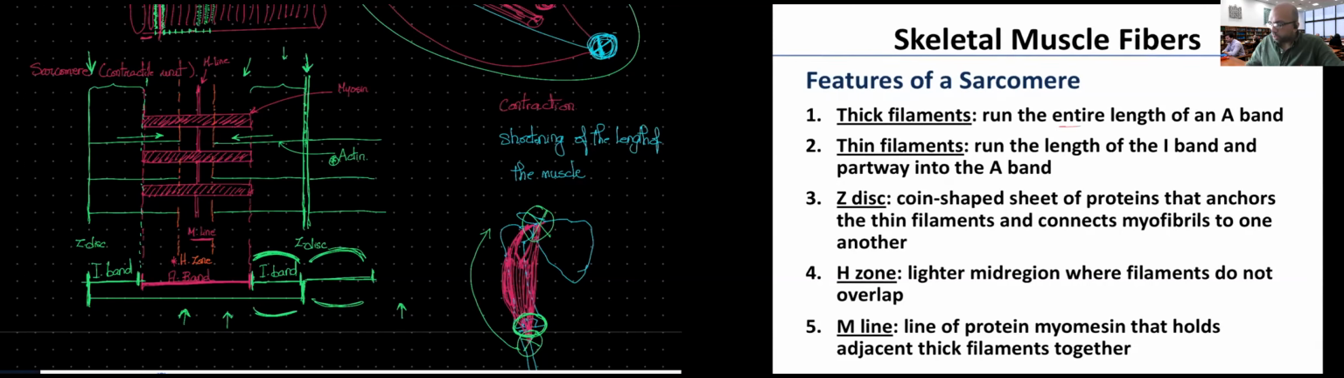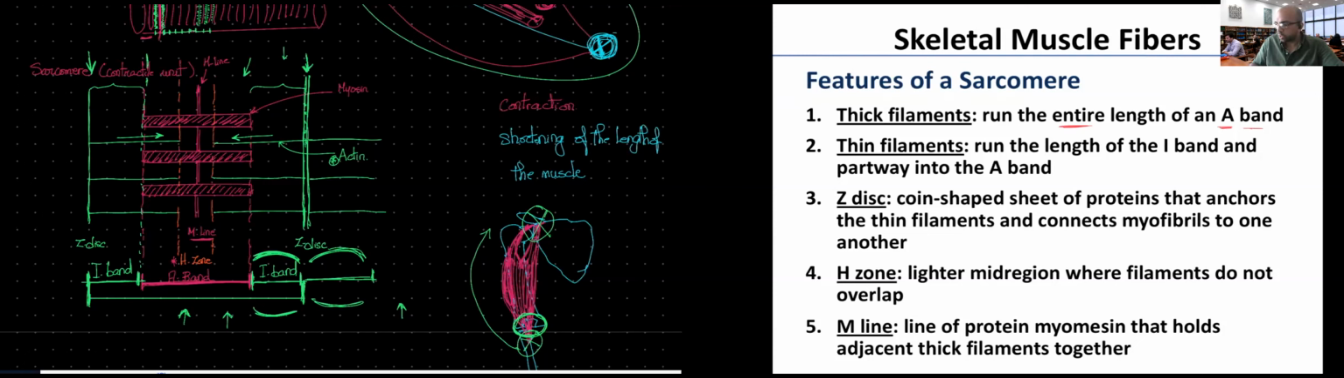Thick filaments run through the entire length of the A band, or the dark band. If you remember, this is the dark part at the center of my sarcomere. Thin filaments run the entire length of the I band and part way of the A band. So the part where I have the overlap between the thick and thin filaments is also part of the A band, or the dark band.